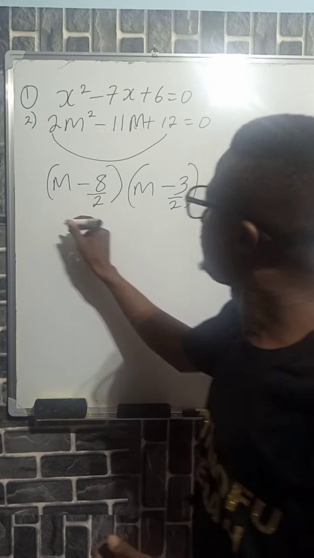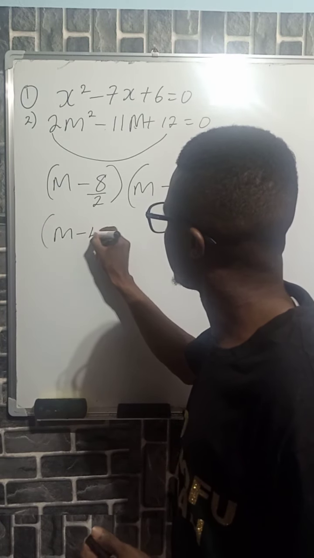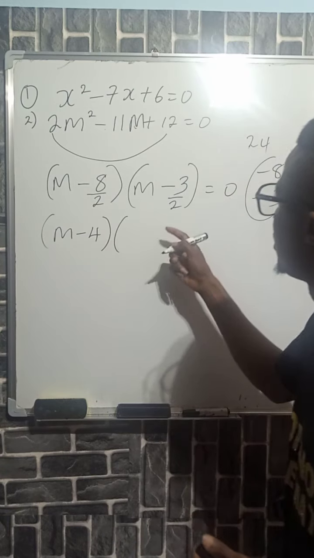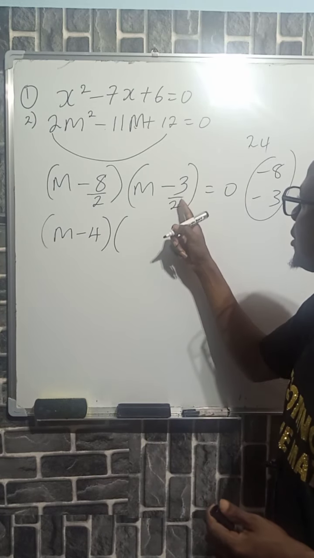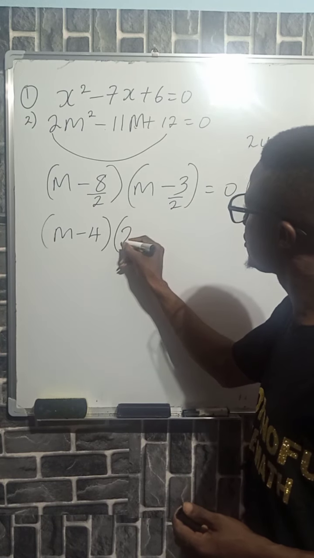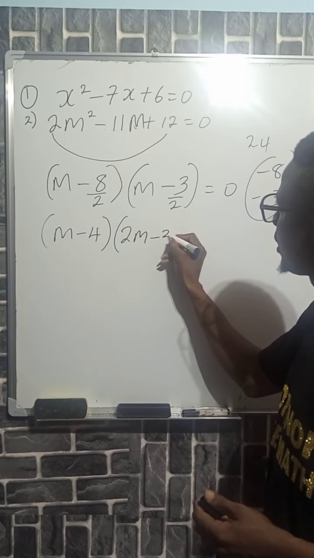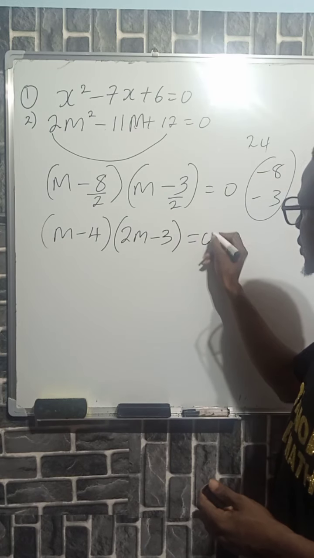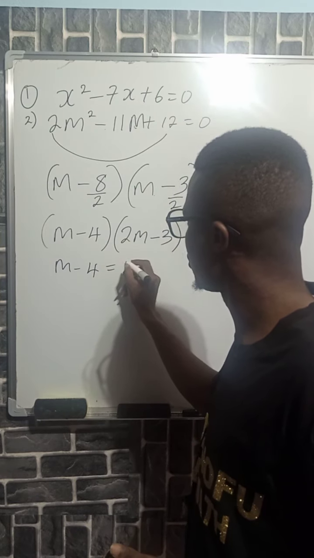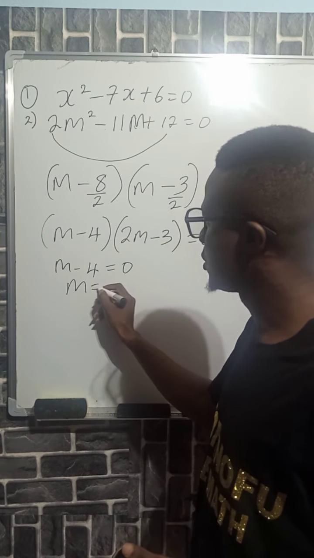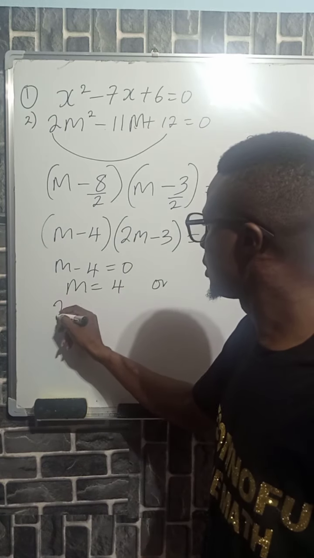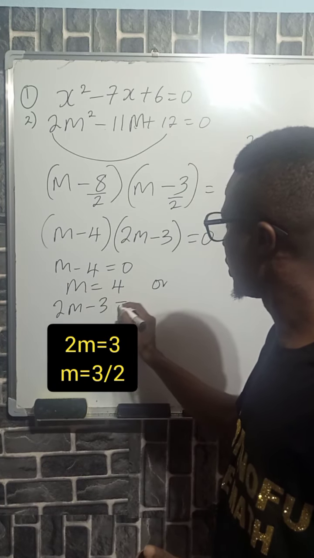Then finally, you shall have m minus 4, because 8 divided by 2 will give us 4, into, in this case now, you see that 3 cannot be divided by 2. Therefore, use this 2 to multiply this m here. You have 2m, then take away this 3, equals 0. Then solve the first bracket: m minus 4 is equal to 0, so m is equal to 4. When the 4 crosses over, it becomes positive. Or, second one, 2m take away 3 is equal to 0.